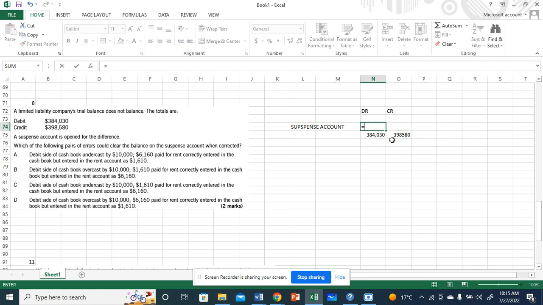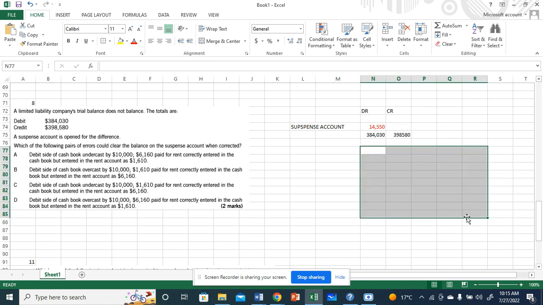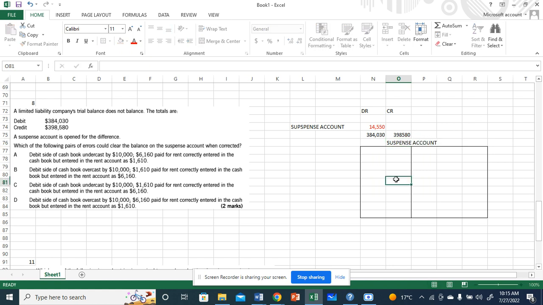So we're going to say 398,580 minus 384,030, we get 14,550. So you're going to open up your suspense account, and the balance is going to be here on the debit side, 14,550.